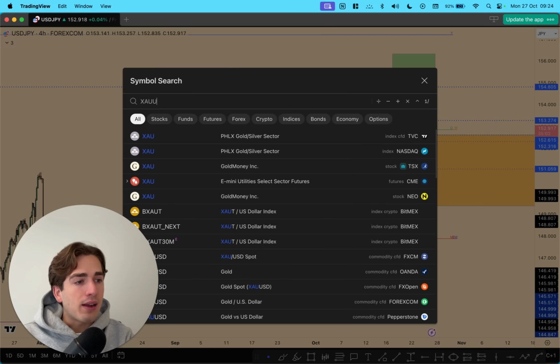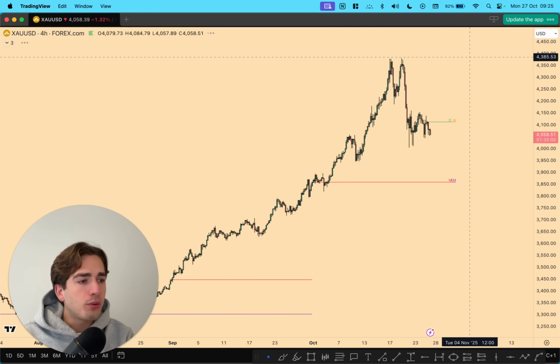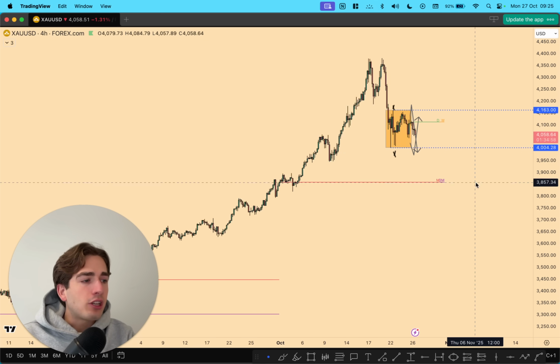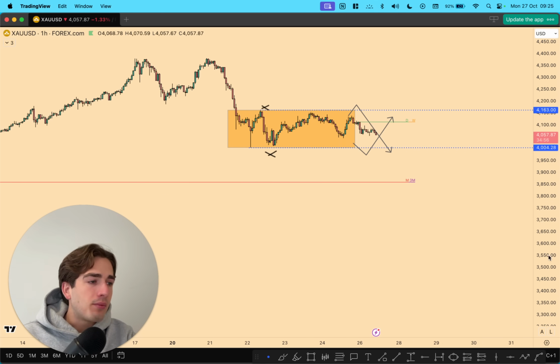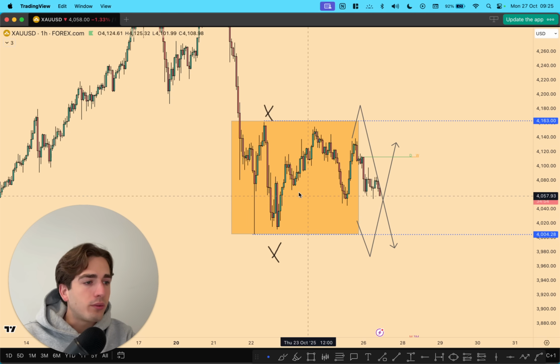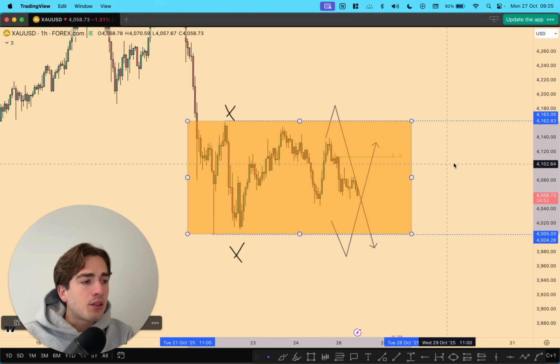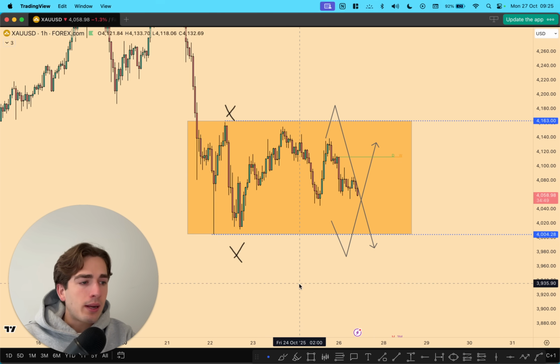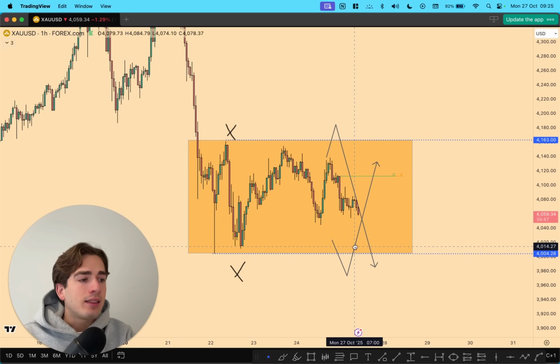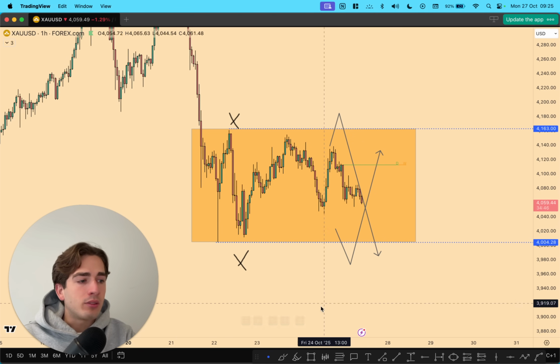And then, of course, we have gold. Now, what's gold doing, guys? Gold is still ranging. Looking at the 1 hour time frame, we can still see that we're stuck well within this range. So I'm just going to extend the range and wait for either the low or the high to get swept. And then once that gets taken, then we can look for a potential long or a potential short.